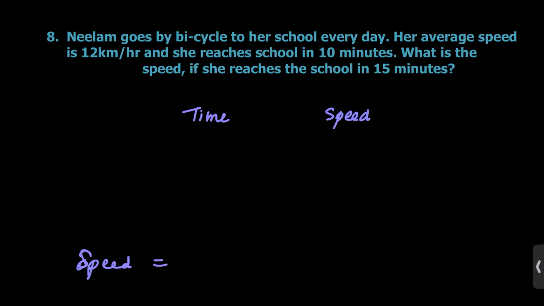Anyway, so for 12 kilometers per hour, she takes 10 minutes. Here you have to mention whether the time you have written is in minutes or hours or seconds. So what is the speed if she reaches school in 15 minutes? Now she's taking more time. So what happens to the speed? If she has taken more time, obviously she has lessened her speed. More and less, this becomes inverse.